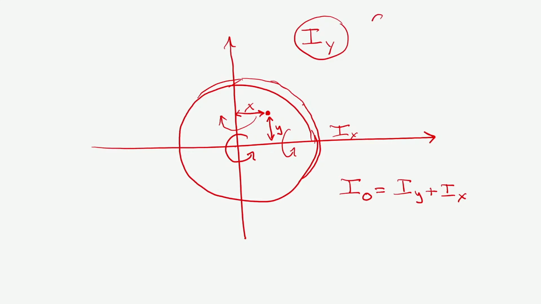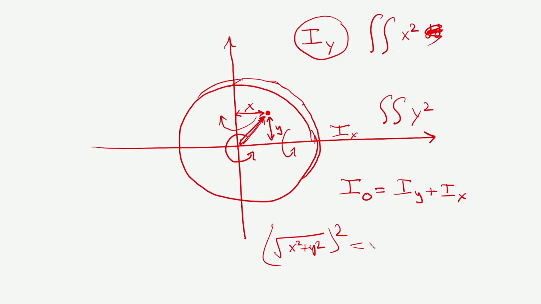So here we're going to be doing something with an x squared. Here we're going to do something with a y squared. We'll have to throw density in here as well. But here we're interested in the distance from the origin. And notice that the distance from the origin is the square root of x squared plus y squared. But if you square that, you just get x squared plus y squared. So if you just add together those two moments of inertia, you end up with the moment of inertia around the origin.